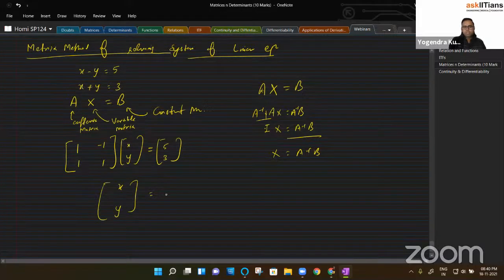We will find the inverse of this matrix. So what will the inverse be? First, let's find out what we are going to find out. If this system of linear equations has no solution, suppose the coefficients are such that a1 by a2 is equal to b1 by b2, then what will we get? The determinant value will become 0.